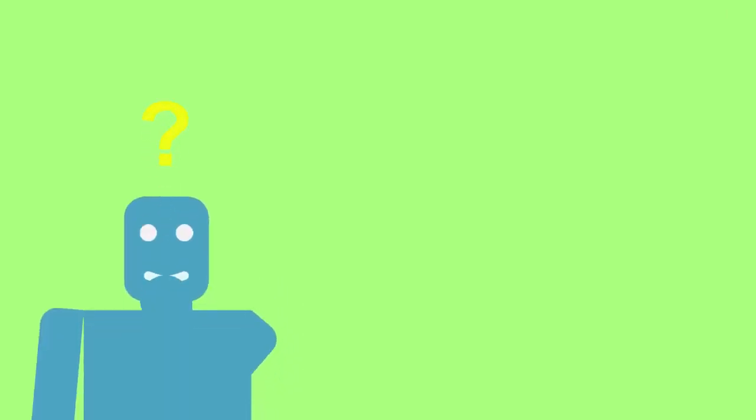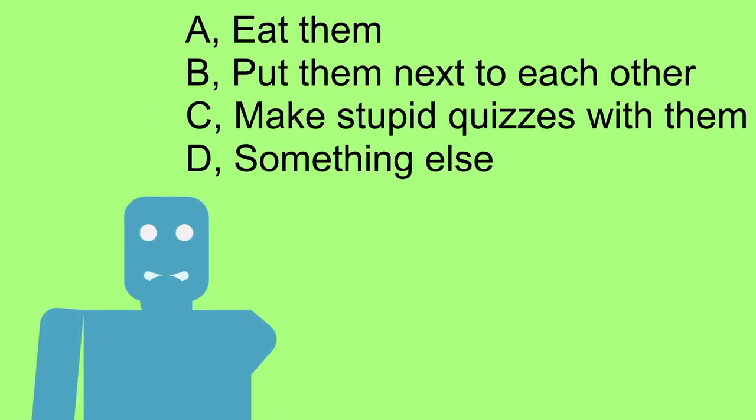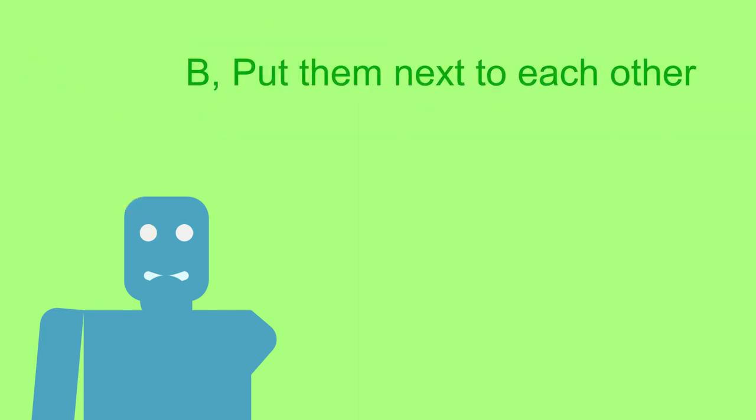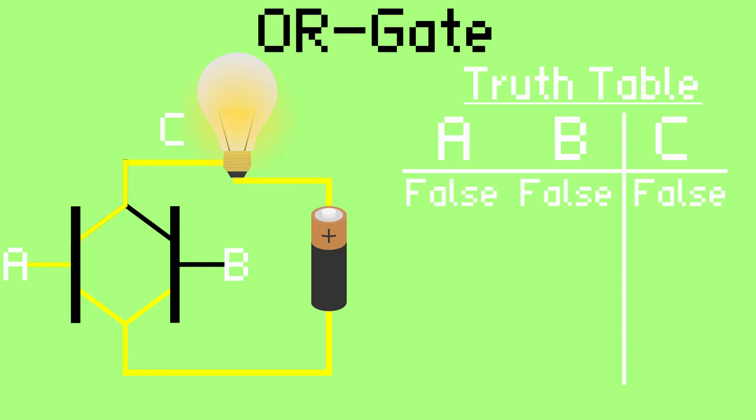There are more logic gates that we can build. If we can put them behind each other, what could we also do with them? Why not put them next to each other? And again, we build a new logic gate, the OR gate. Current can flow if any of the inputs are true.